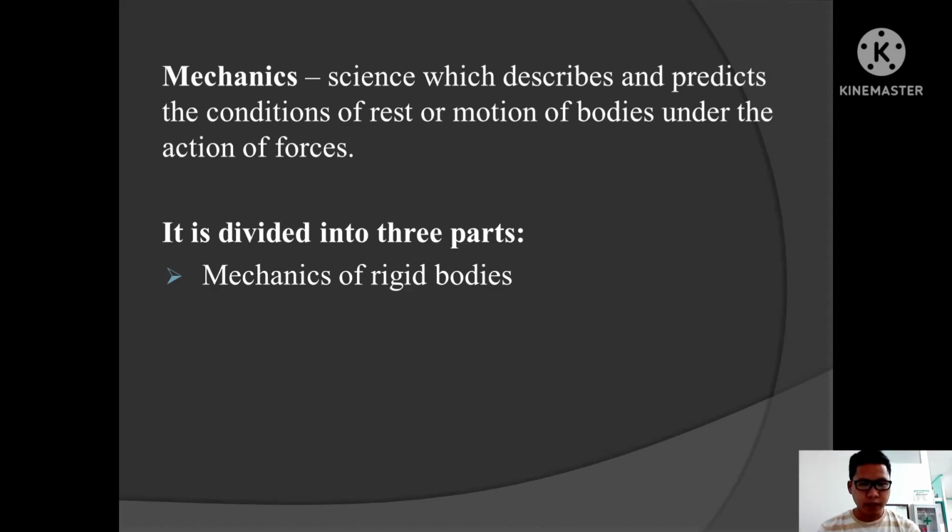So that's the mechanics of rigid bodies. The next one is the mechanics of deformable bodies, which is the cause of a change of dimension of a body or structure. A very good example of this is a bridge that does not deform under the weight of a single man, but it may deform under the load of a truck or 10 trucks, but the deformation is small. So that's the mechanics of deformable bodies.